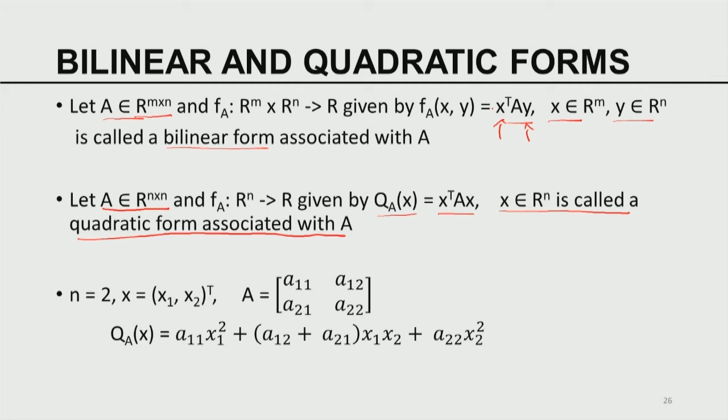So here is an example of a quadratic form. Let n be equal to 2, x be a vector x1, x2, and let A be a matrix given by this. Q_A of x is equal to A11 x1 squared plus (A12 plus A21) x1 x2 plus A22 x2 squared. You can see the first term is quadratic in x1, this is quadratic in the product x1 x2, and this is quadratic in x2. So this is an example of what is called a quadratic form. Quadratic forms are special cases of bilinear forms.